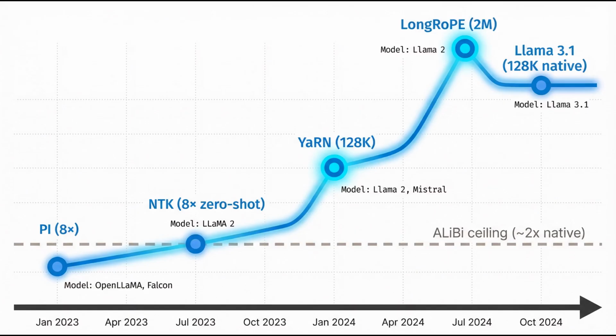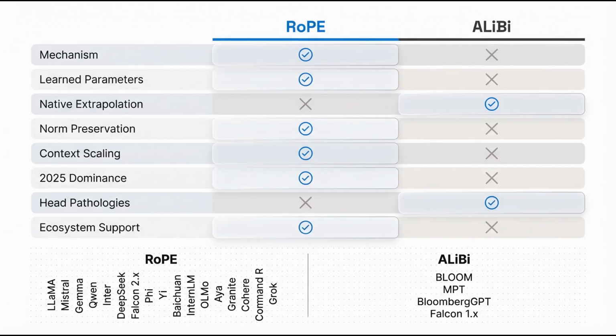One question remains. Why did the simpler method lose? Why the simpler method lost. ALiBi didn't lose because it's technically inferior. Its native extrapolation is better. It lost because Meta chose RoPE for the Llama model. And Llama triggered the snowball effect.